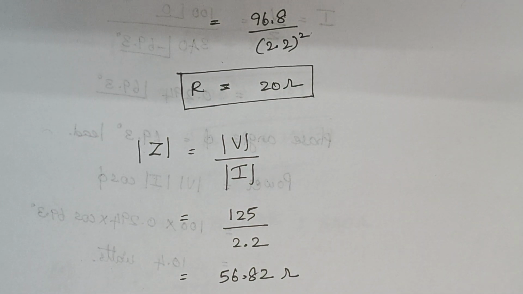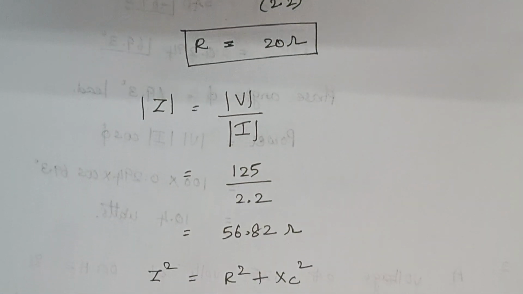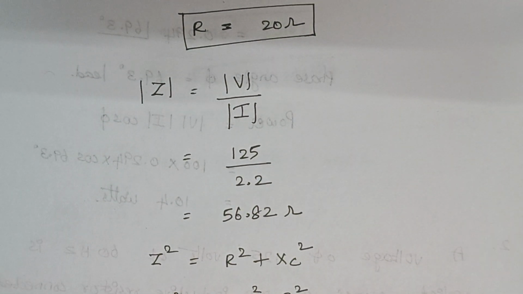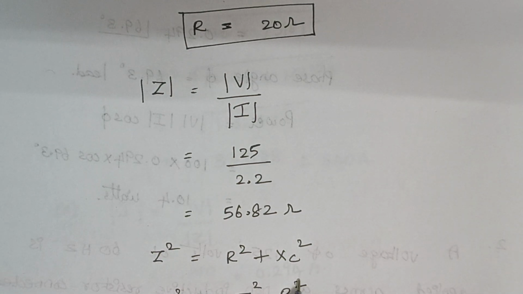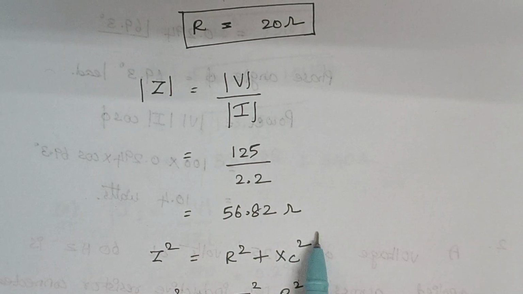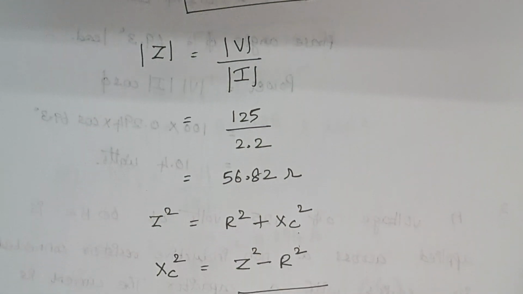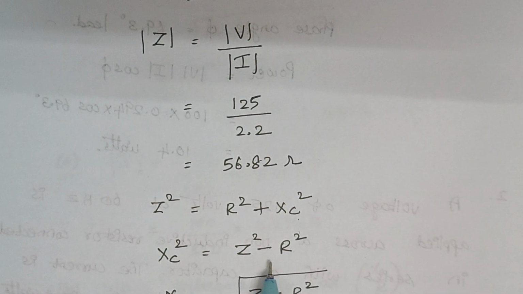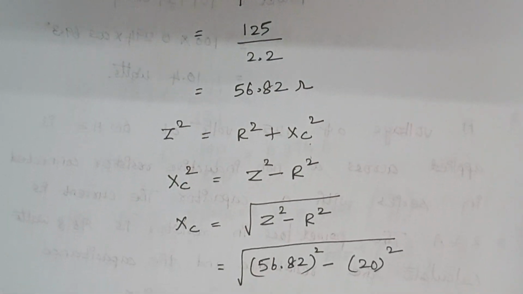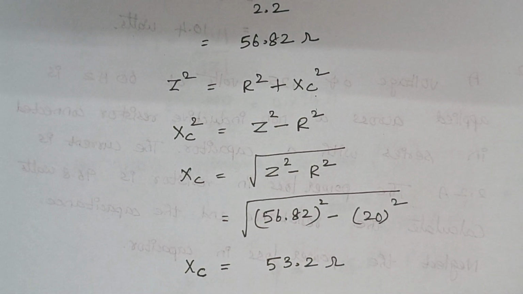So in an RC series circuit, what is the formula for impedance? It is given by Z square is equal to R square plus XC square, right? We need XC square, then only we can easily calculate the C. Therefore, XC square is given by Z square minus R square. And XC is nothing but square root of Z square minus R square.